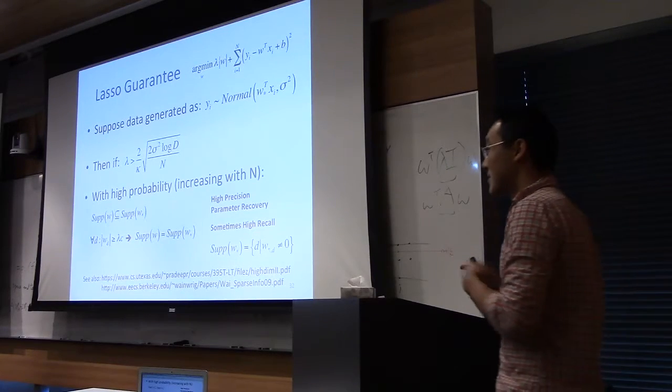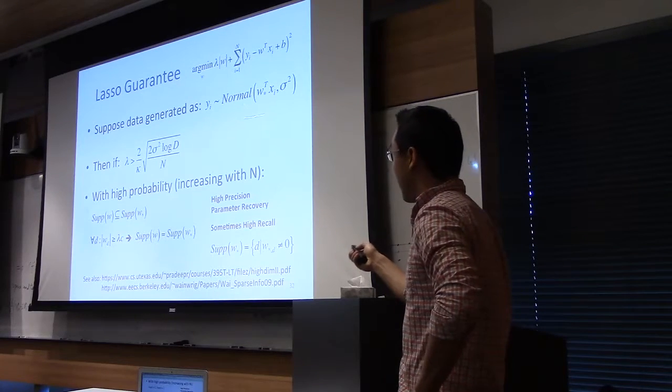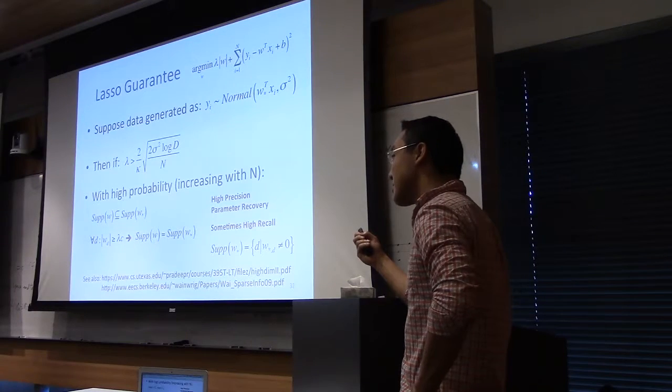Yes. I didn't understand again the assumption. So suppose that the data was actually generated according to this process. We just don't know what W star is, but we assume that it exists. But the model of the data is like this.